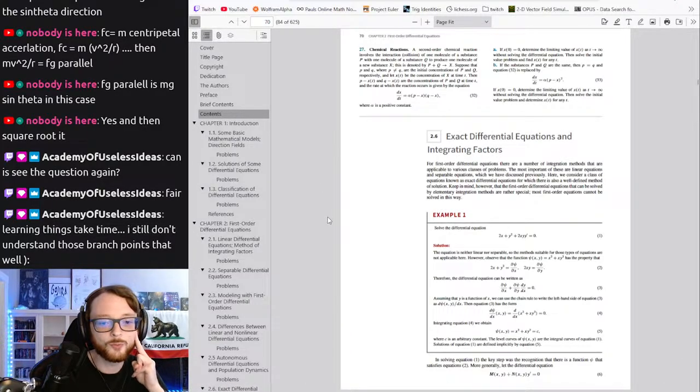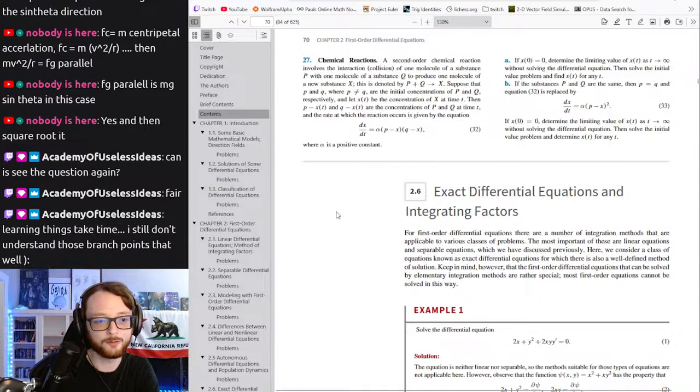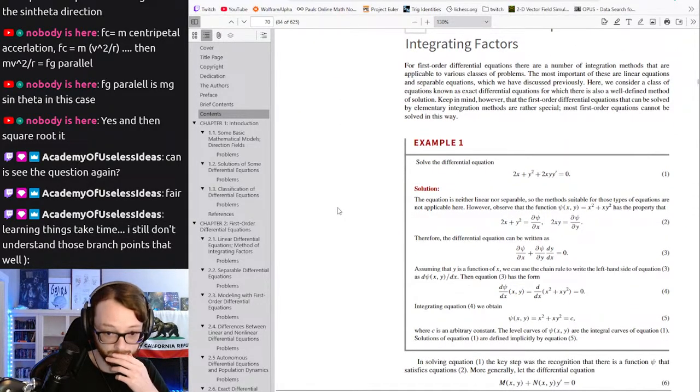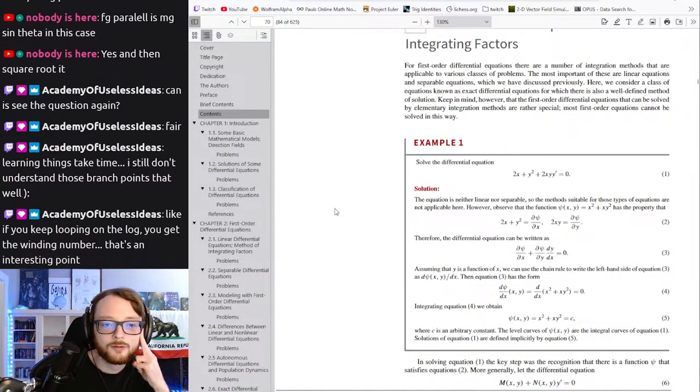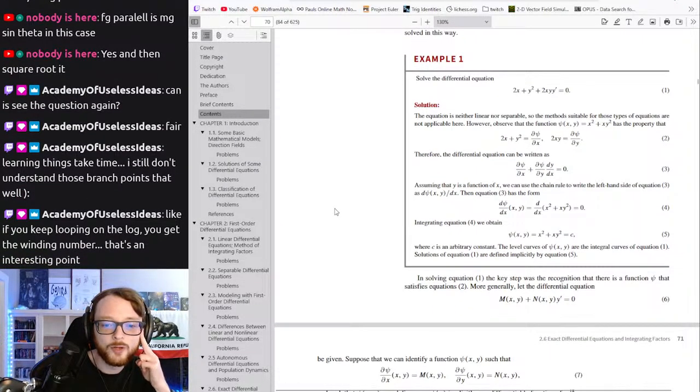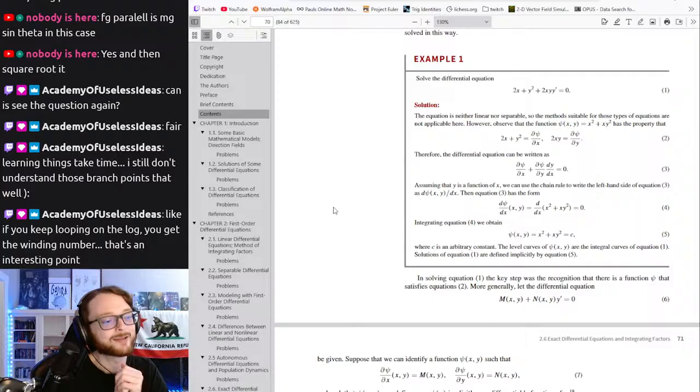You know what? I do have a really stupid hole in my knowledge of diffy cues, which is how integrating factors actually work. And not just memorizing the equation to use an integrating factor. You keep looping on the log, you get the winding number. Yeah, exactly. Because the winding number comes from 1 over zeta minus z, or whatever, which integrates to some kind of log.